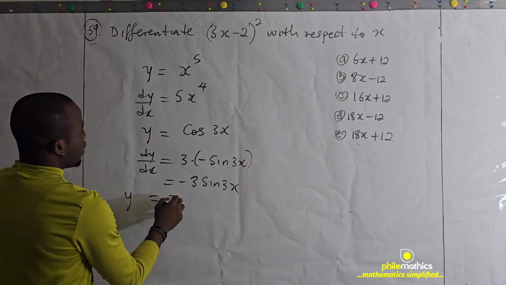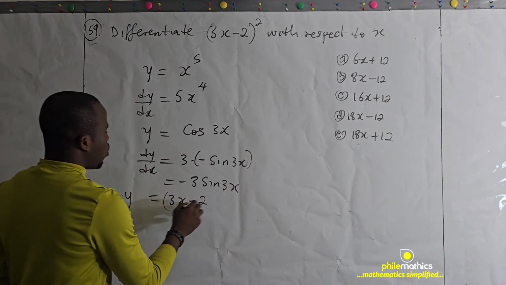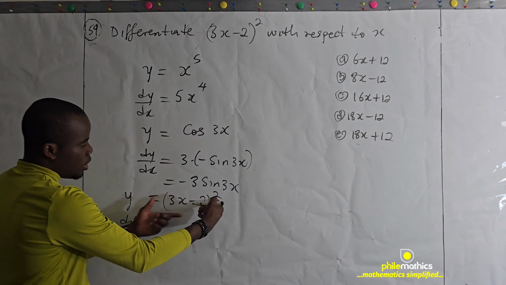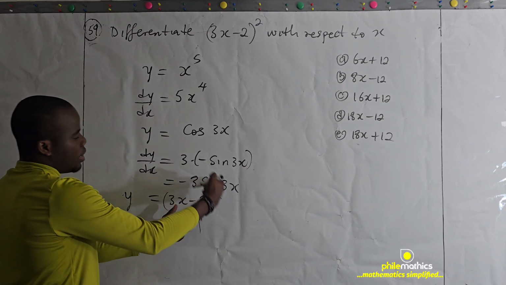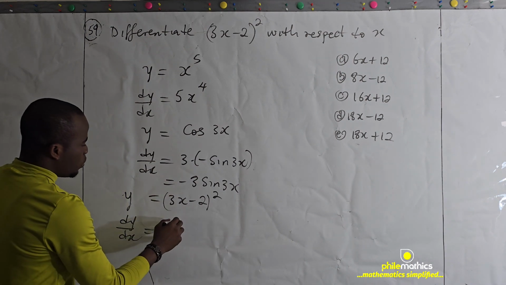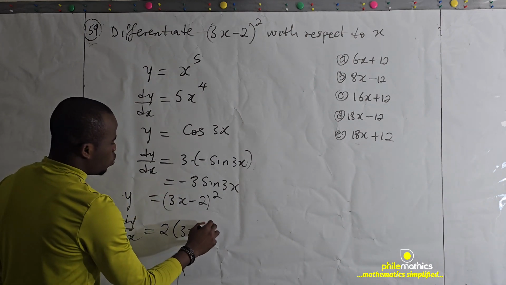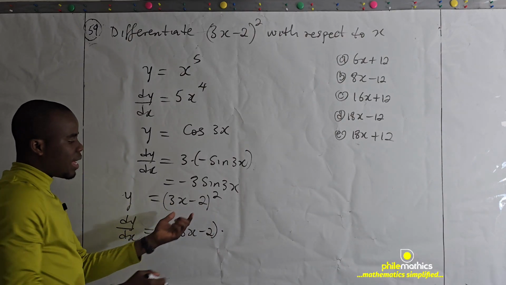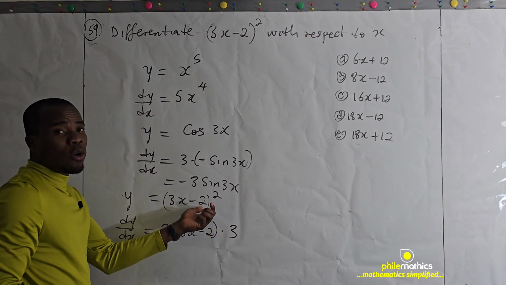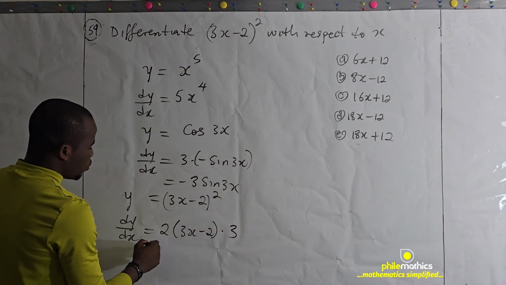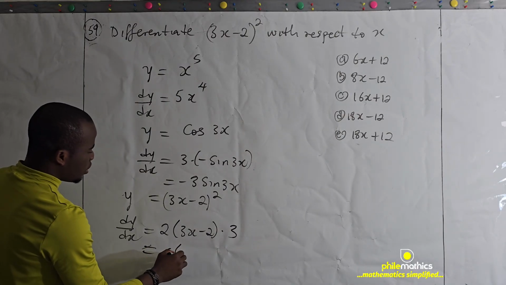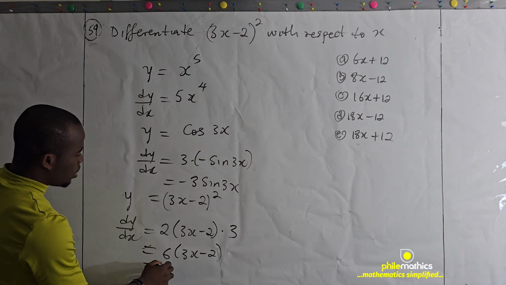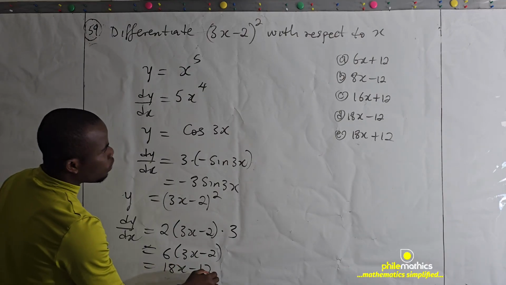So this, y equals (3x minus 2) all squared. The dy/dx will be differentiate the outer one, which is 2 times (3x minus 2) times differentiate the inner one. If I differentiate 3x, I get 3. I differentiate 2, which is a constant, is 0. So this is simply 6(3x minus 2). And if I open the bracket, this will be 18x minus 12.